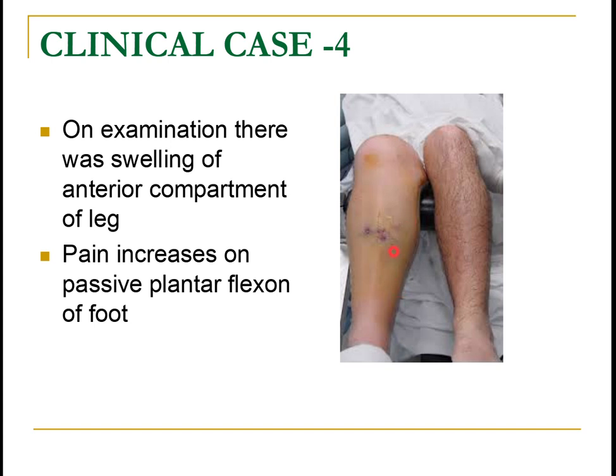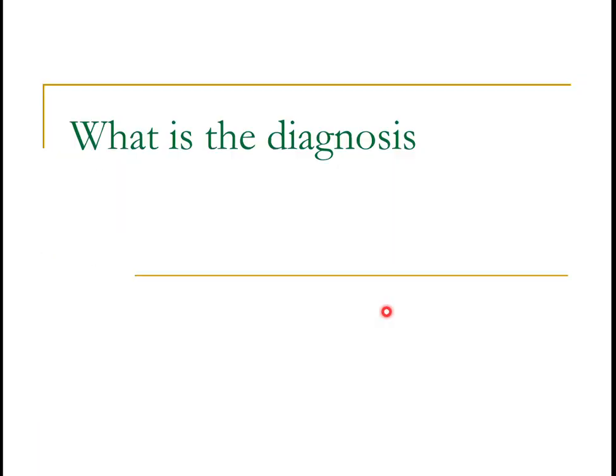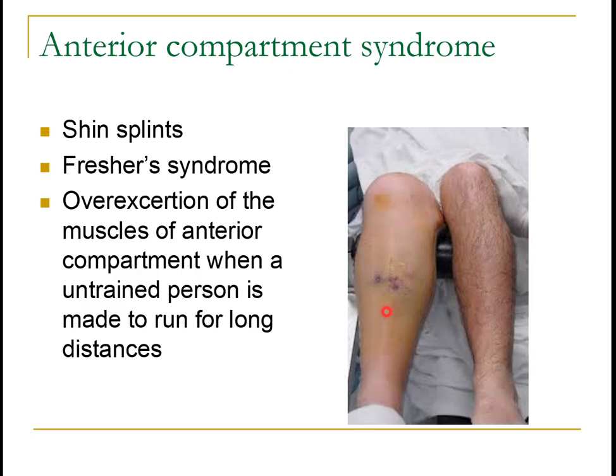On examination, there was a swelling of the anterior compartment of the leg which increases on passive plantar flexion of the foot. So what is the diagnosis? So this condition is called the anterior compartment syndrome, also called shin splints. It is also called Fresher's syndrome. This is mainly because of the overexertion of the muscles of the anterior compartment when an untrained person is made to run for a long distance.